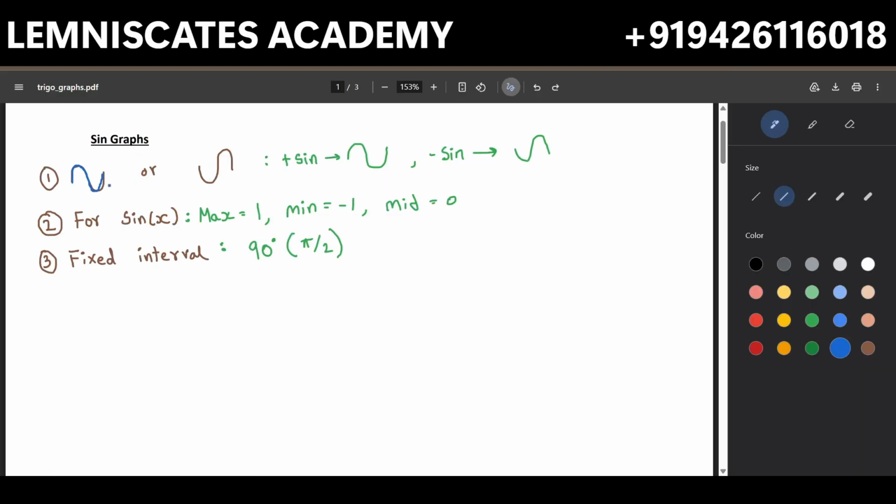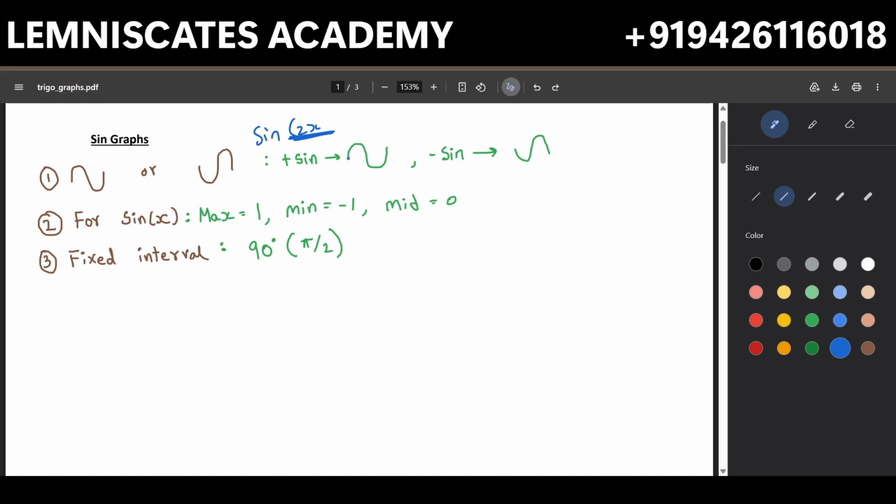So the first thing is the graph will always start from the middle value, and then it can go to the maximum, then again come to the middle value, then the minimum, then the middle value. Or else it can start from the middle value, then go to the minimum value, then the middle value, then the maximum value, and then the middle value. How do we know if it's this kind of a shape or this kind of a shape? If your sign is a positive sign, let's say sin of x, 2x, 3x, whatever, but if the sign itself is positive, the graph is like this.